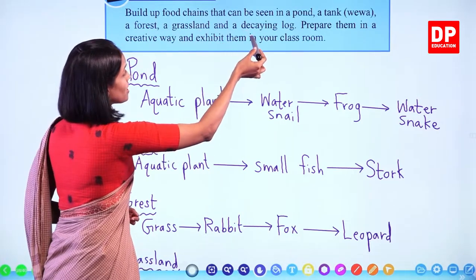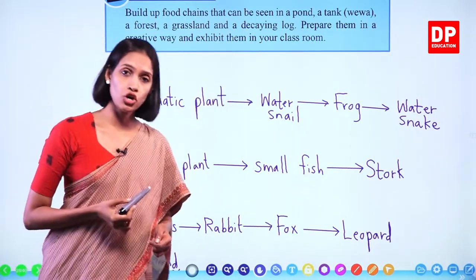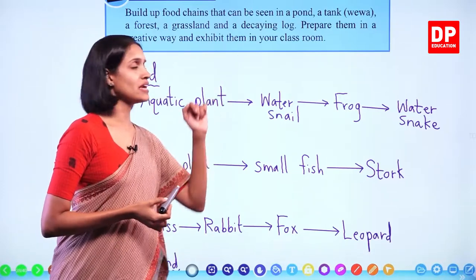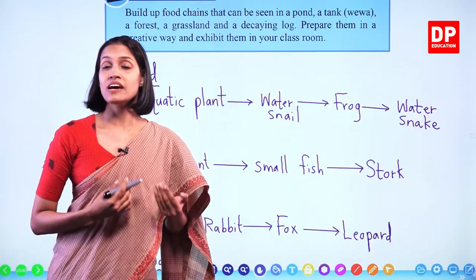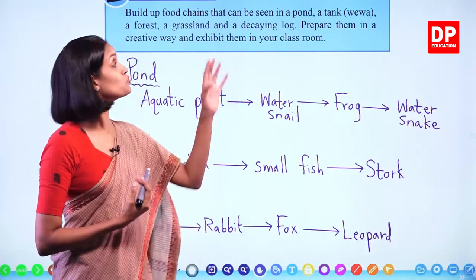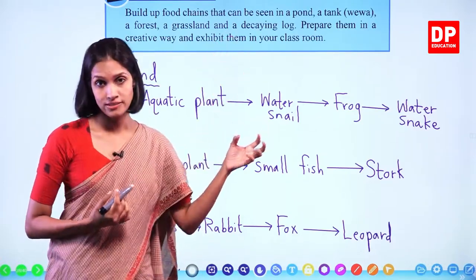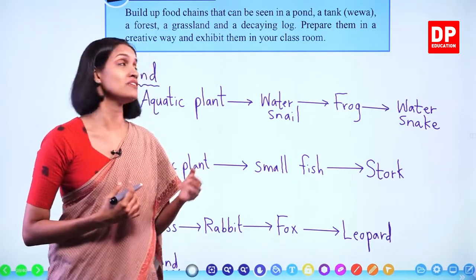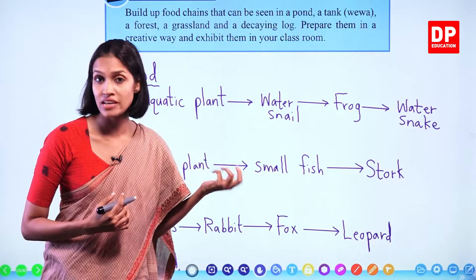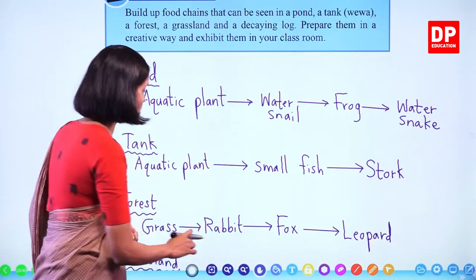And now finally, decaying log. Now when it comes to the decaying log, is it a proper environment, children? Yes. There are some type of animals who feed on the decaying log, right? The animals like weevils, termites, and even earthworms feed on decaying logs, okay? Let's write.